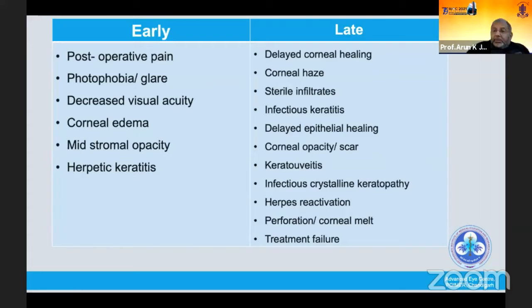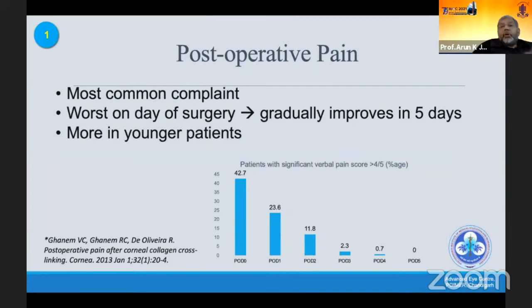And the same complications can again be categorized into early and late groups, depending on whether they are presenting early or late. So we will take the most important ones one by one. Post-operative pain is a very common complaint, which is worse on the day of surgery and gradually improves by day 5. And it's more in younger patients, as the bar diagram shows that pain reduces considerably over a period of 4 to 5 days.